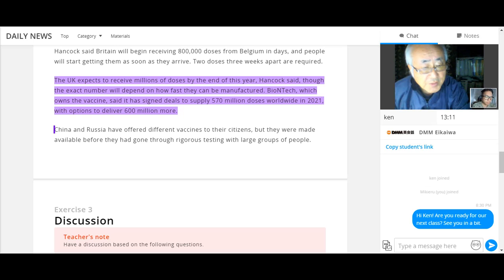The UK expects to receive millions of doses by the end of this year, Hancock said, though the exact number will depend on how fast they can be manufactured. BioNTech, which owns the vaccine, said it has signed deals to supply 570 million doses worldwide in 2021, with options to deliver 600 million more.